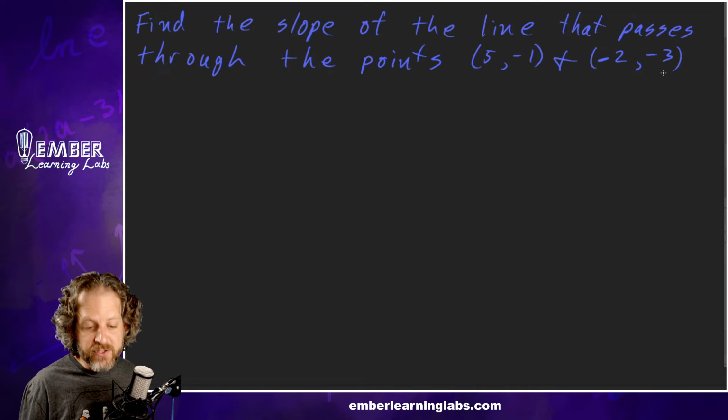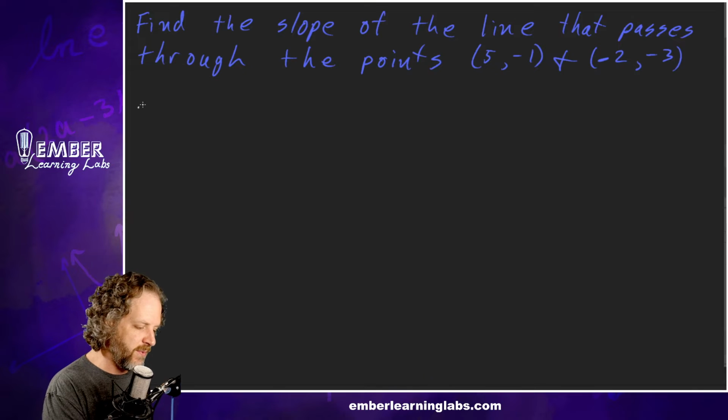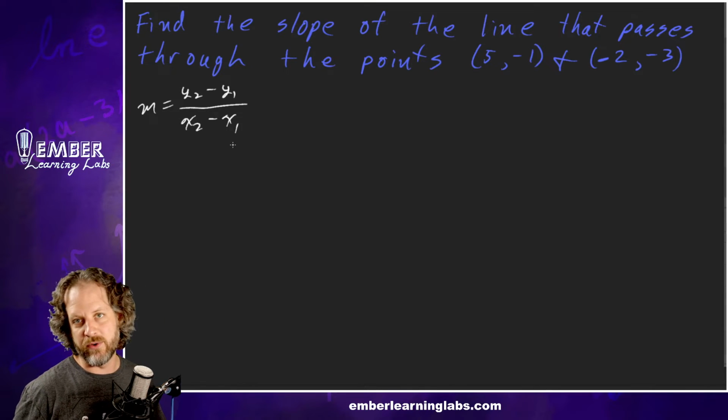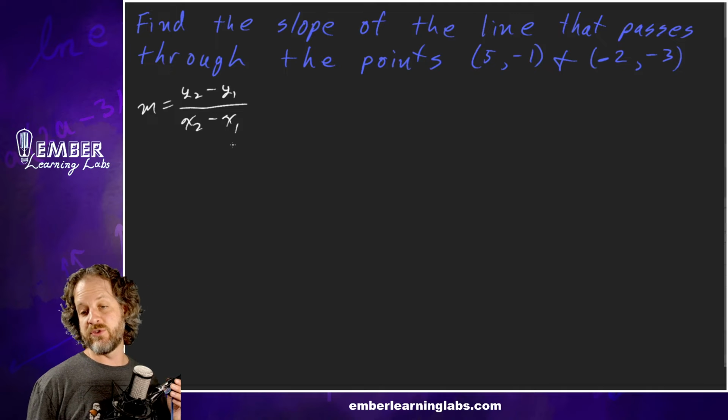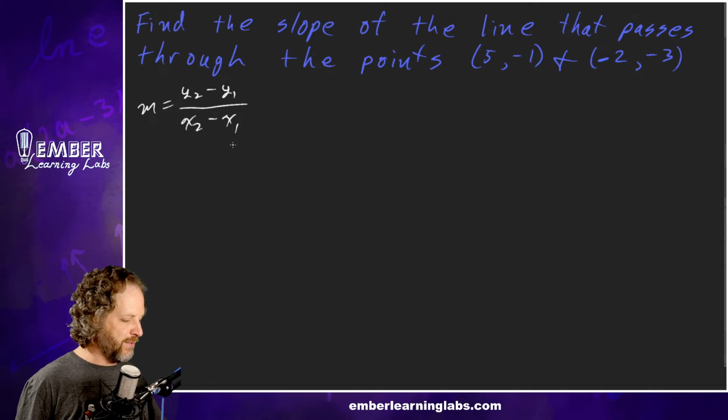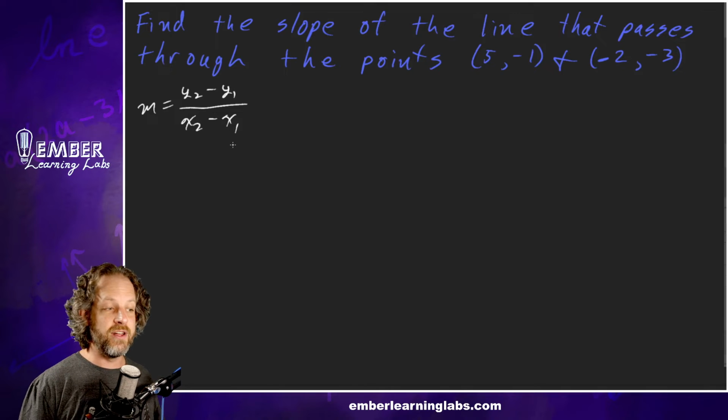We're just going to use the slope formula. What was the slope formula? It was m equals y2 minus y1 all over x2 minus x1. Blapo. Right? So this is just a simple substitution problem. Now, if this was Algebra 1, I would be saying you should.